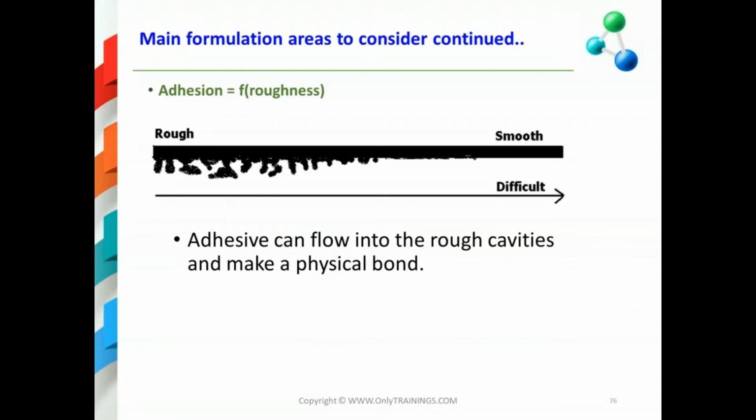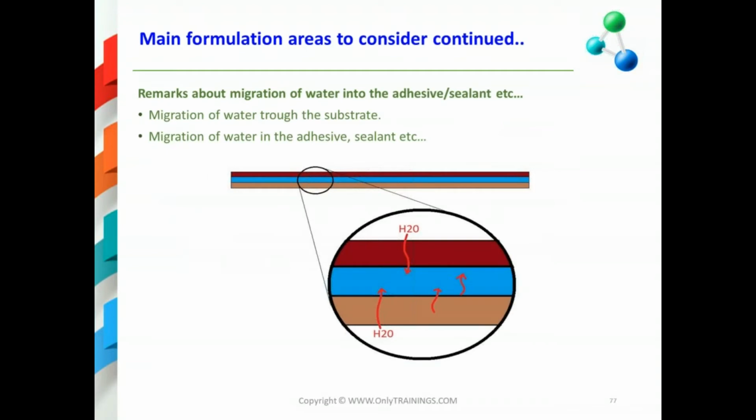And the last thing of the adhesion is the roughness. If it's rough, then the adhesive can flow into the rough cavities to make a physical bond. So it's rather a mechanical bond. So adhesion is in fact indeed a combination of the softness, the roughness, and of the wettability.